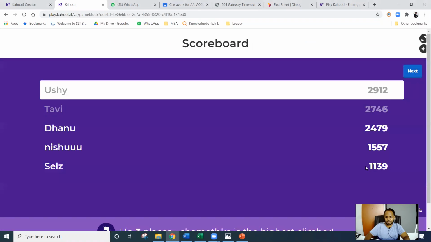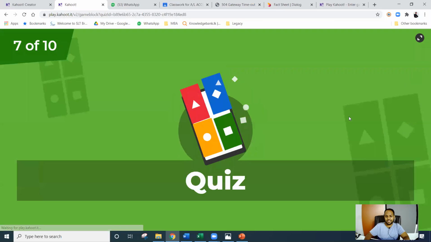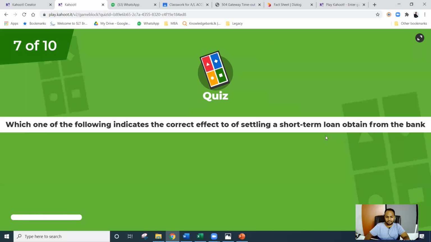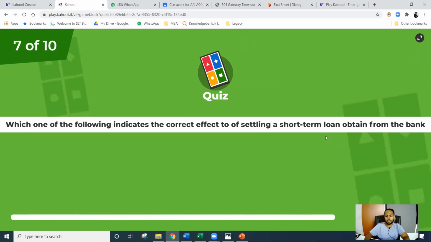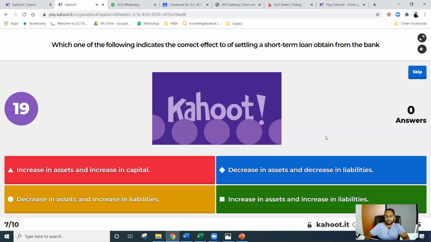Right. Next. So if you give one wrong answer, marks will be reducing. Question number 7. Correct effect of settling a short-term loan obtained from the bank.